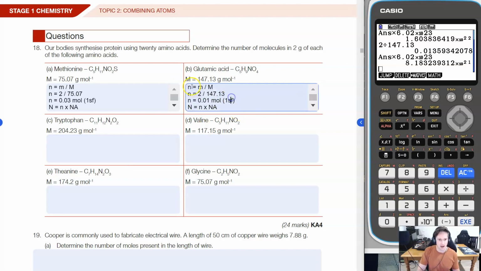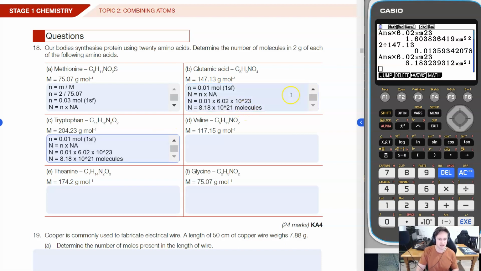Now you might ask why I'm rounding off there. To be honest, I am not using significant figures for this. I'm just rounding off to something that I think is reasonable. So I'm just going to go to 3 sig figs or 3 decimal places. I just think that seems reasonable for this question.